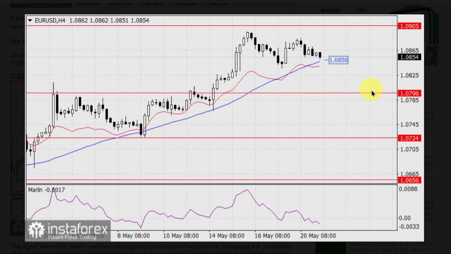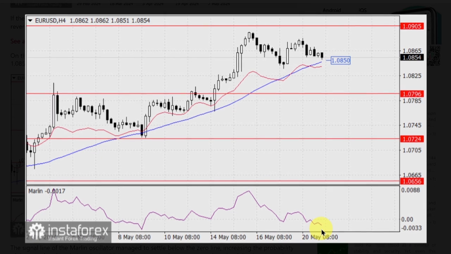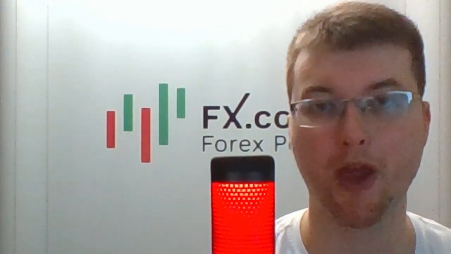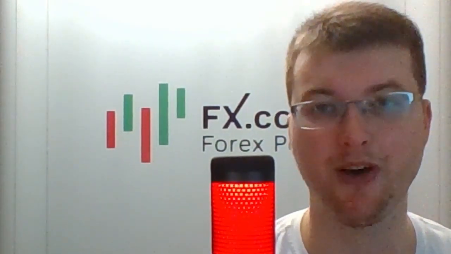The signal line of the modern oscillator managed to settle below the zero line, increasing the probability of price breaking below the MACD line. However, we have an uptrend on the daily chart, so a sharp decline may turn out to be a false movement within the context of a complicated sideways correction. There are pivot points as well.